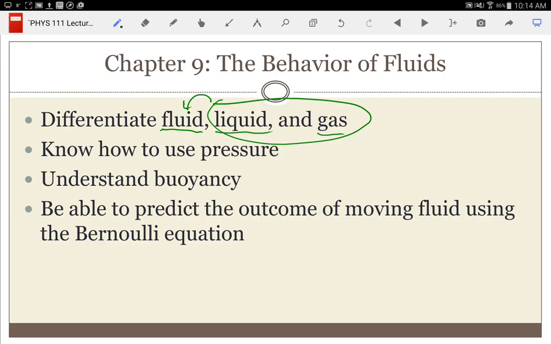Buoyancy, that buoyancy principle, which is, less dense things float up. Archimedes' principle says the weight of the displaced fluid is equal to the weight of the object that displaced it, if it's floating. If it's sinking, the volume of the displaced fluid is equal to the volume of the object that's sunk. So make sure you have Archimedes' principle and can understand how things float.